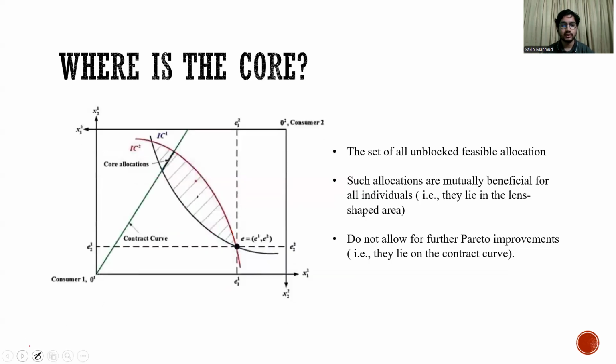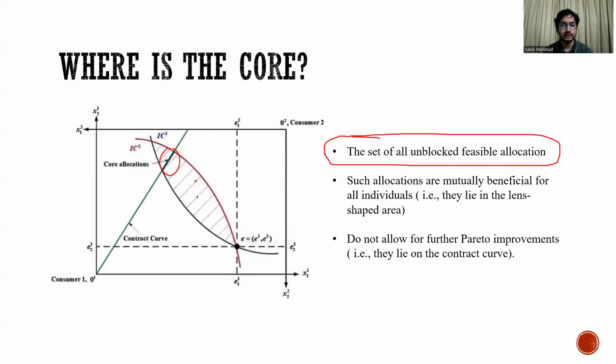We can also observe it in our next graph here. We can see that there is the core allocation, and it follows all three of the conditions. It is the set of all unblocked feasible allocations. What does it mean? If we go outside the lens, definitely the exchange will be blocked, which we have just studied in our second slide, I guess. So inside, it is not going to be blocked.